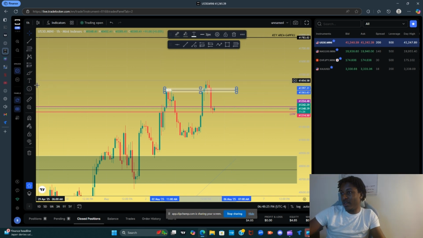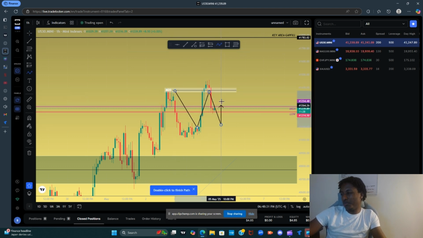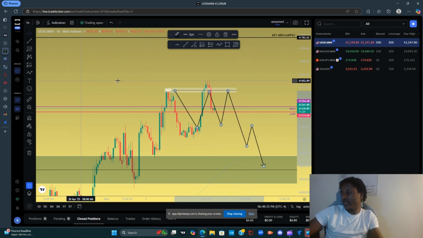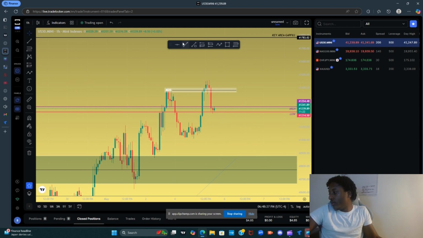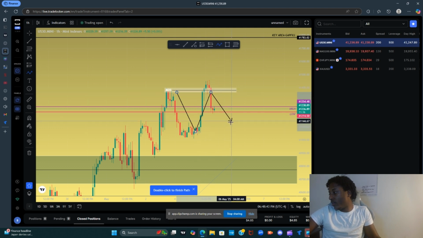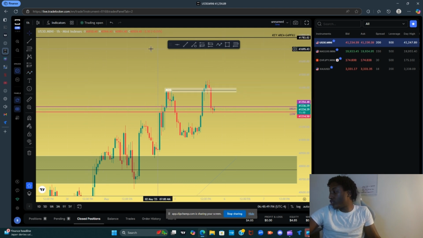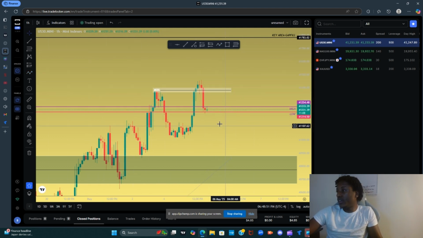So obviously you would think, okay, this is structure that needs to get retested, so it will look like something like this. But honestly, that can happen, but we're in an uptrend, so I would probably bet on something like this. That's more realistic based off the trend that we are in right now.